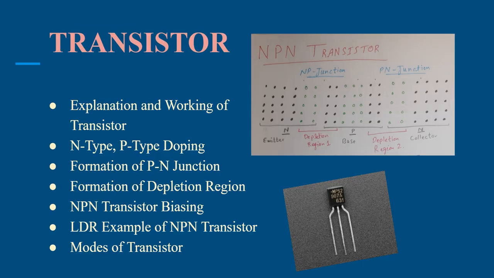In transistors we have many things. First of all, we will try to explain the working of the transistor. Then we will find out about n-type and p-type doping, how this doping is formed, then the p-n junction and depletion region. I will also use an LDR example to explain exactly how the transistor works. And finally we will discuss the modes of the transistor.